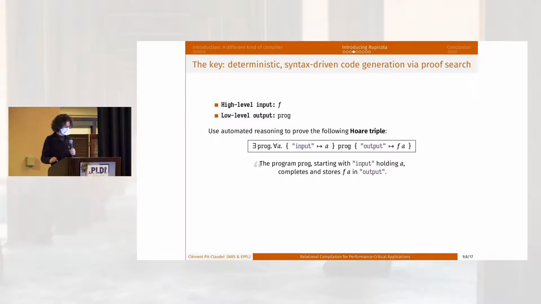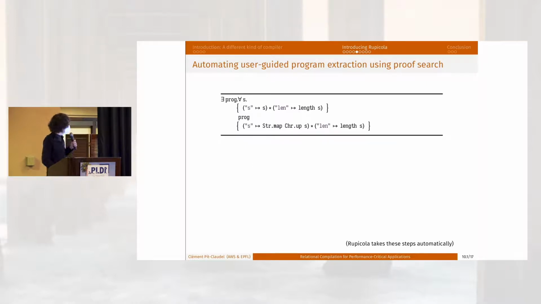The paper has a long tutorial on relational compilation. In fact, there's an even longer version of it in my thesis. But this talk does not have a long slot for me to do that. So I will skip through this and I'll just demonstrate directly on an example that Rupicola handles.